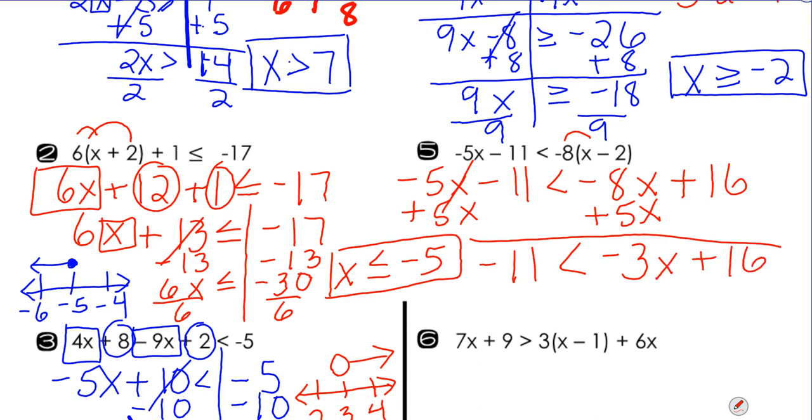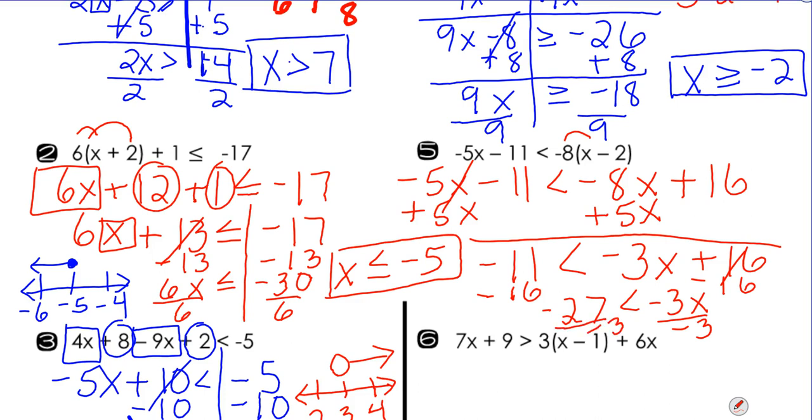Now I have a two-step inequality. I'm trying to isolate my variable. I'm going to subtract 16 from the right side as well as the left. Negative 11 minus 16 is negative 27. Negative 27 is less than negative 3x. I divide both sides by what? Negative 3.